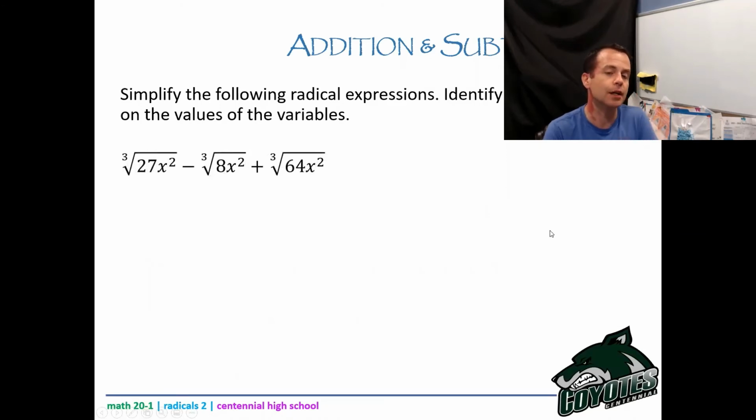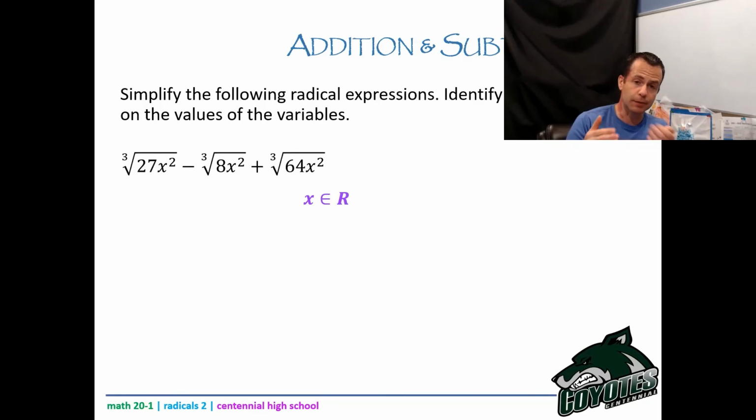Cube root of 27x squared minus the cube root of 8x squared plus the cube root of 64x squared. Those are cube roots, so there's no restrictions on what the variable can be. So I just say x is a member of the reals. Then I would want you to recognize, because you've been doing so much practice memorizing your perfect cubes, 27, 8, and 64, those are all perfect cubes. X squared, I haven't reached a perfect cube as far as the variable goes, so they'll all remain x squared underneath the cube root sign.